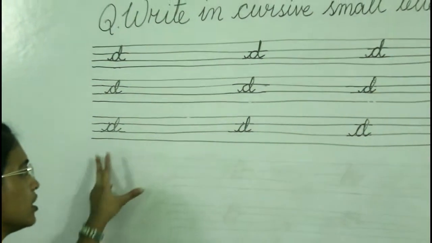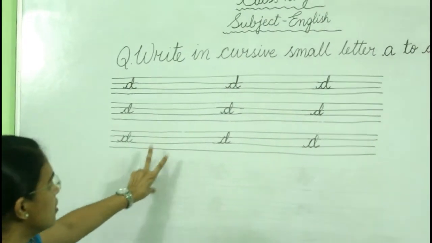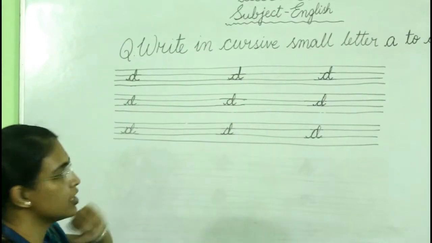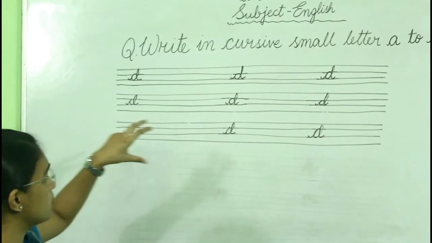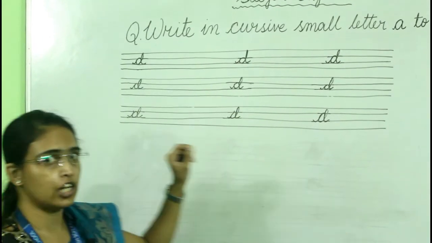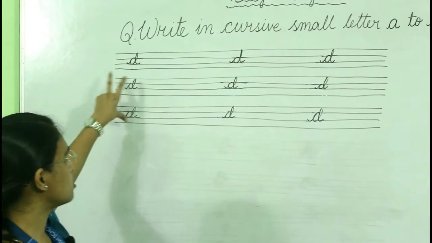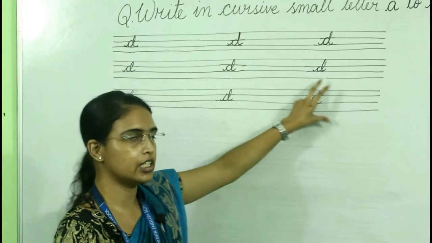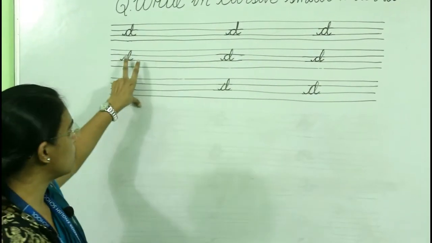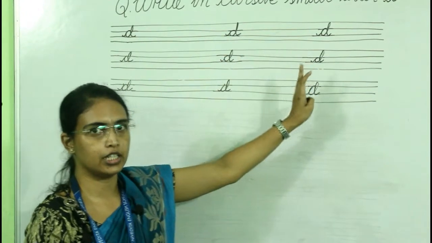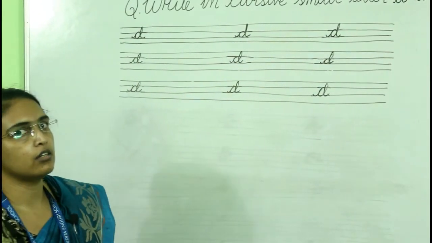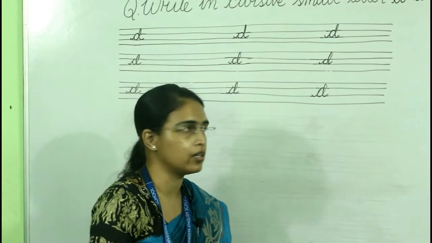Okay, so in this way you have to write this cursive small letter in your copy and write each letter in separate pages. Suppose you have to write cursive small letter D, so in one page you have to write only small letter D. In another page you will write only small letter E, in this way.